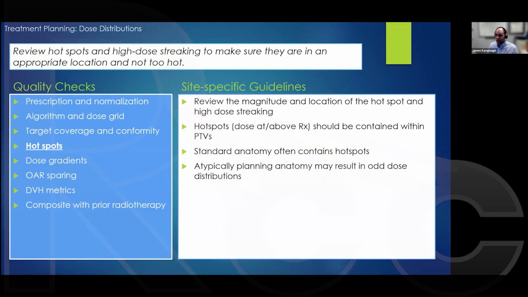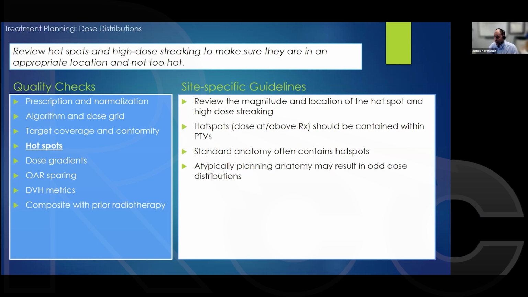So review the magnitude and location of the hotspot and high dose streaking. Where is my hotspot for the plan? Is there high dose streaking outside of my target? Hotspots, which I define as dose at or above prescription, should all be within the PTVs. Standard anatomy often contains hotspots.